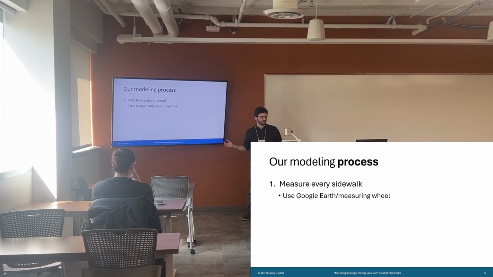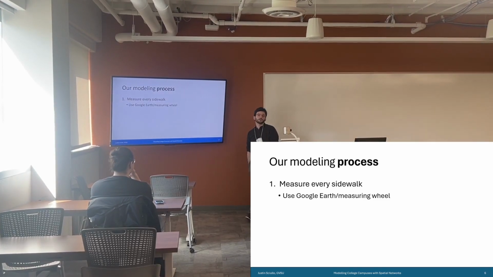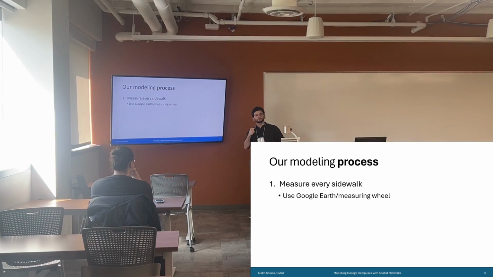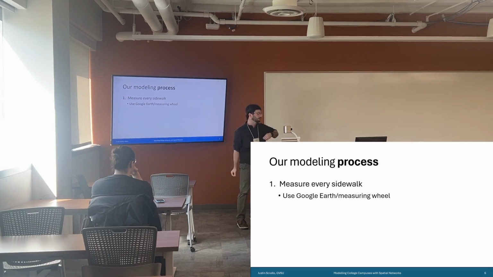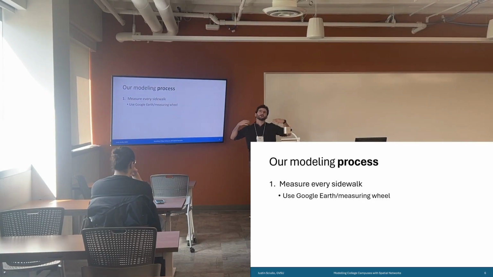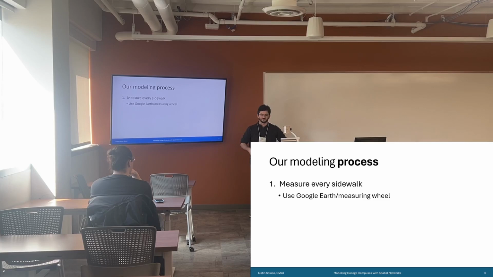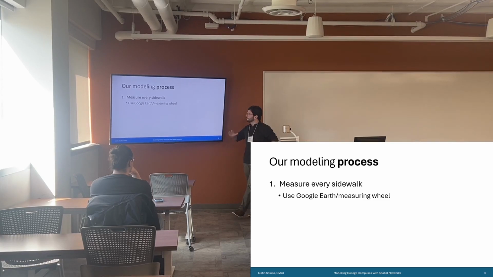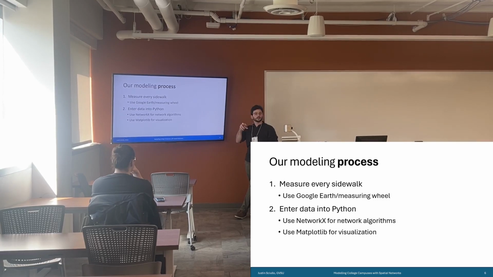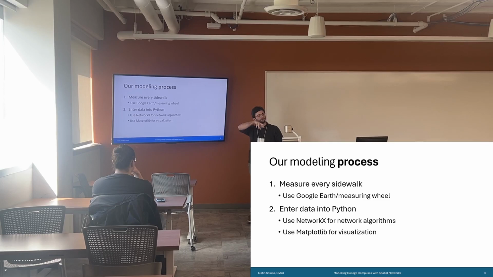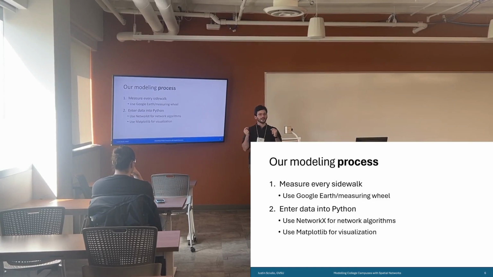This was by far the most time-consuming part of our project. We used Google Earth in combination with a measuring wheel, which is the wheel with the stick that clicks as you walk. Doing that, we took about 6 weeks, I'd say, to measure every single sidewalk. As we are measuring, we are entering all this data into Python. We're keeping this in a dictionary, and we're going to keep track of every single node, all the nodes that node is connected to, and the distances between these nodes.